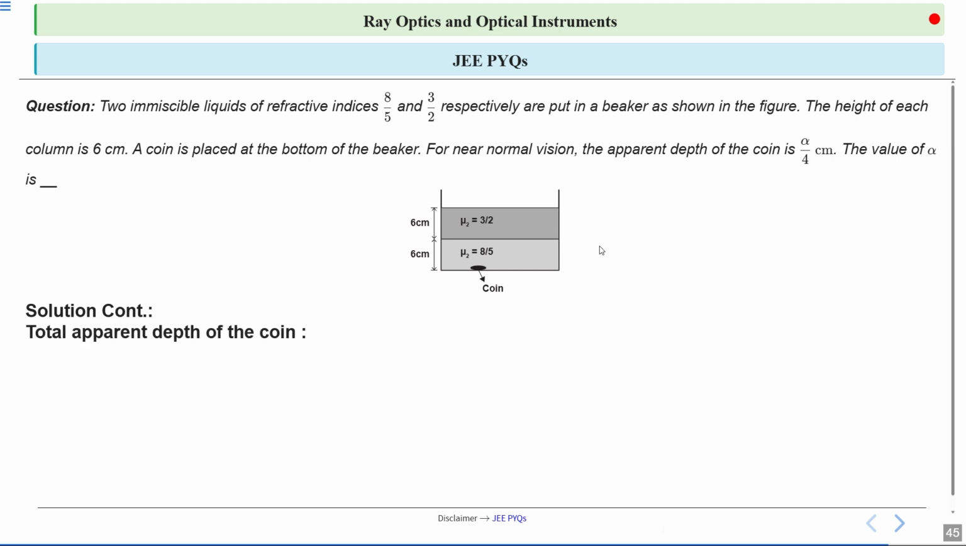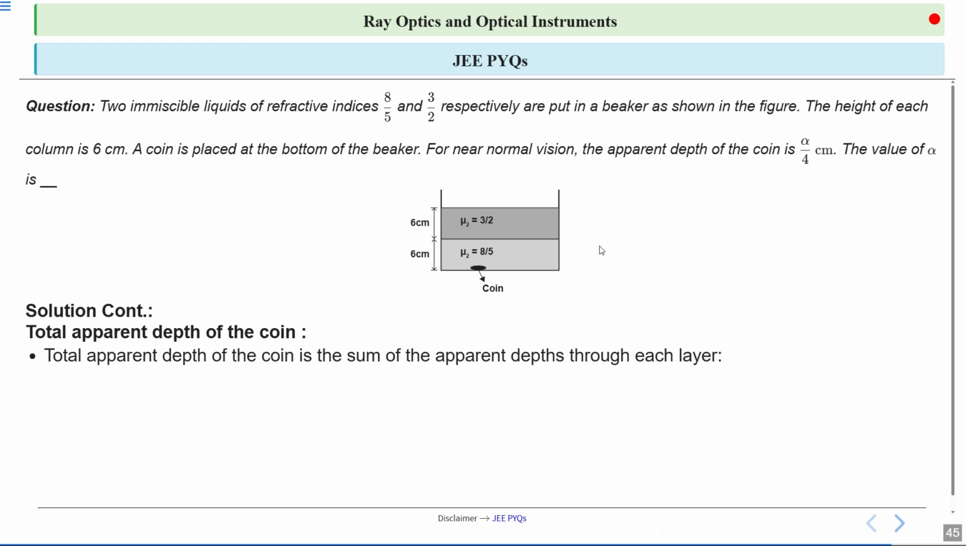So now let's focus on the total apparent depth of the coin. This is a crucial step because it combines the effect of both liquid layers on the light path. The total apparent depth is the sum of apparent depth through each liquid layer. This means we need to calculate how each layer individually affects the light before combining them, and we have calculated it. So we introduce the formula for total apparent depth, which is H dash equals H1 dash plus H2 dash. This equation shows that total apparent depth is the sum of apparent depths through each liquid.